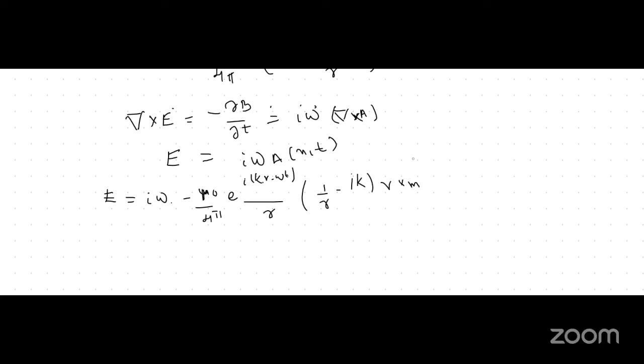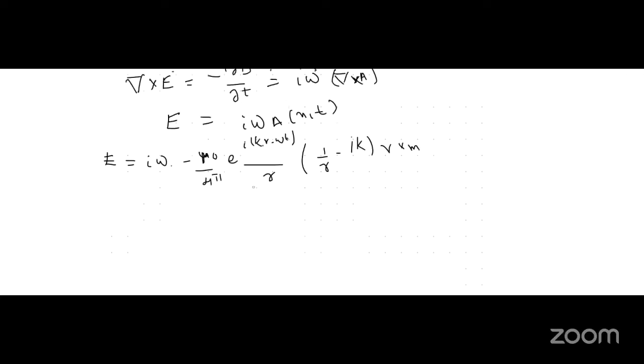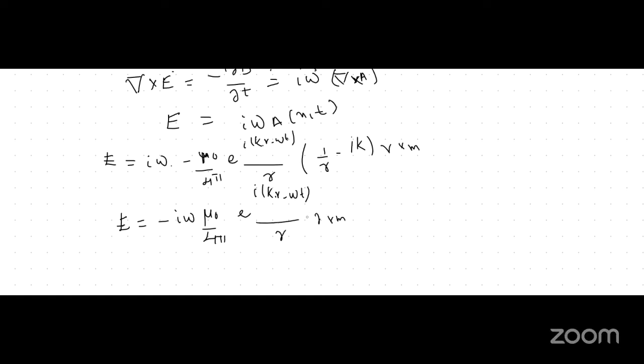So finally, if we solve this equation, we will get this E value, that is the electric field due to a magnetic dipole. You are going to get it as minus i omega mu naught by 4 pi, exponential of i (k dot r minus omega t) by r, into r cross m. So this is the value of the electric field due to magnetic dipole radiation.